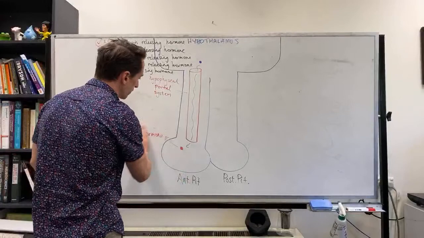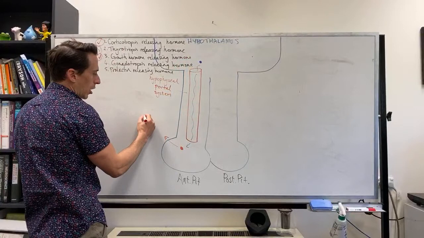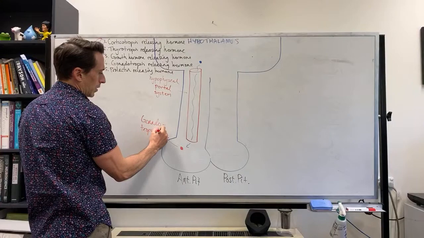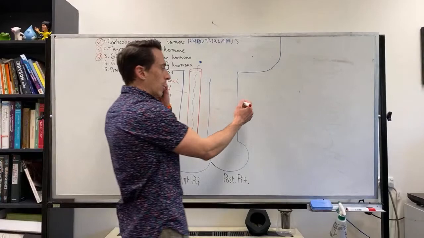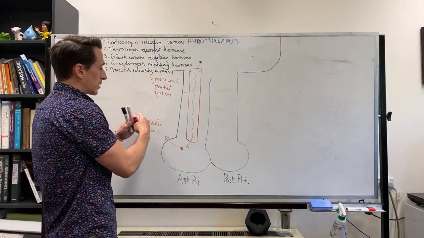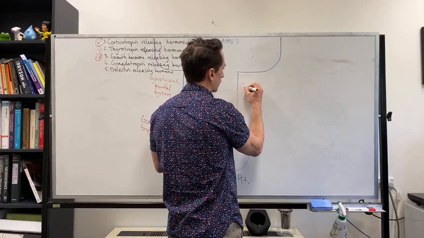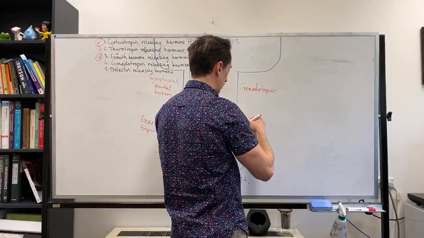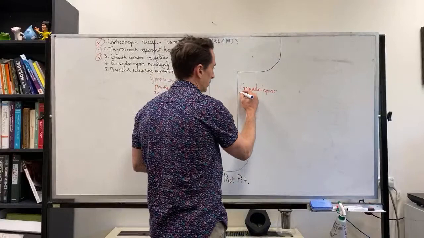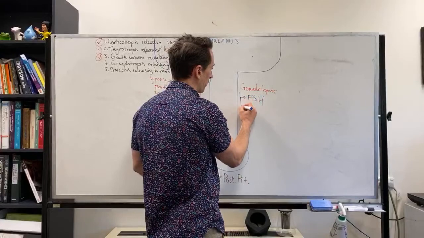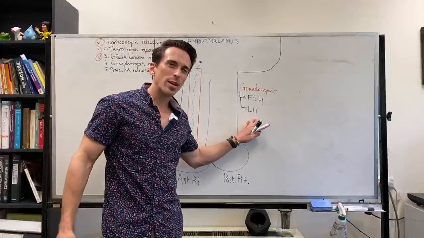That comes down and it releases gonadotropins. So this hormone travels to our gonads to release more hormones. All right. In actual fact, there's two gonadotropins. So it says gonadotropins because there's not just one hormone like we've spoken about for others. There's two. So let's have a look. The gonadotropins, the two of them, are follicle-stimulating hormone and luteinizing hormone.